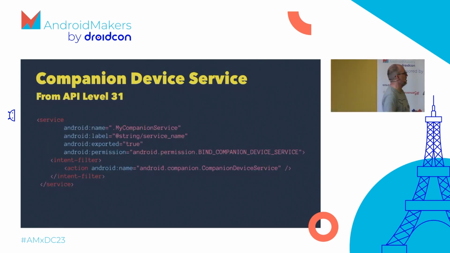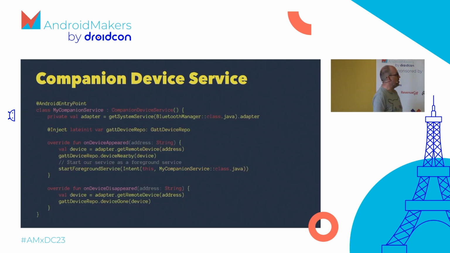And then you register, and then comes the companion device service. So once you have the companion device manager set up, the pairing set up and everything, you need something that reacts when the device is nearby so that you can initiate the connection. And from API level 31, Android 12, you should use the companion device service. You register your service like this. Remember the permissions, remember the intent filter. And the only thing your companion device service actually needs to do is this.